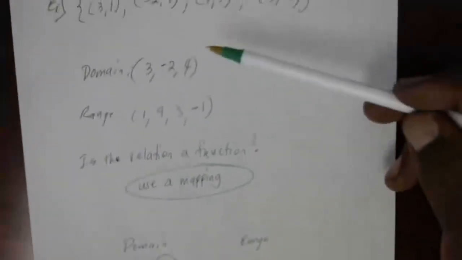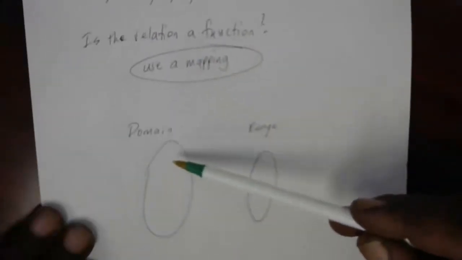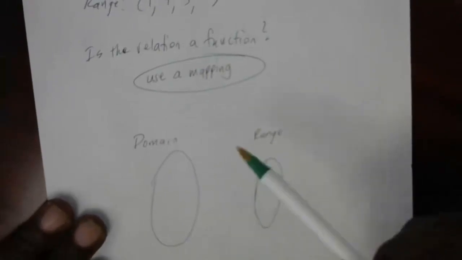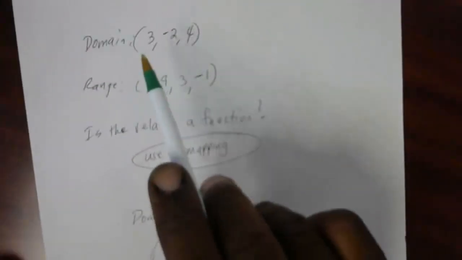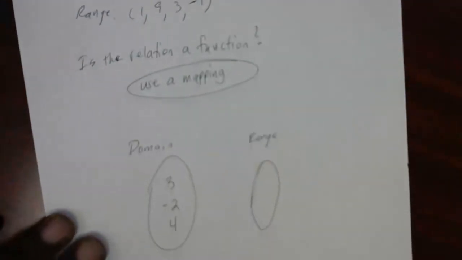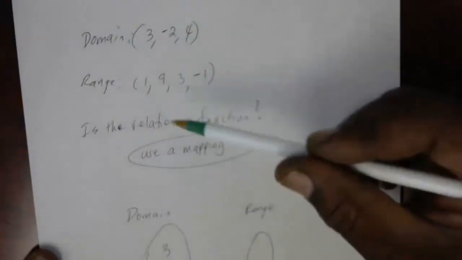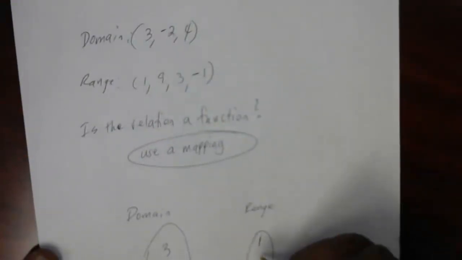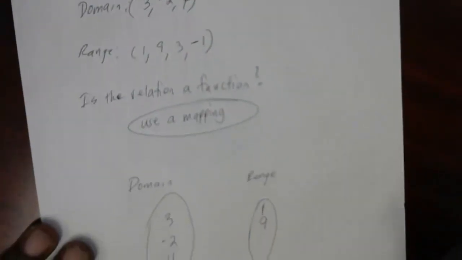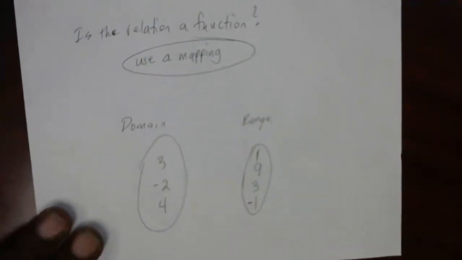All right. So let's map out this relation. So in this first column, I'm going to list out all of our domain values, which we would determine were 3, -2, and 4. Our range, we have the values 1, 9, 3, and -1. Right, so now we're going to perform our mapping.